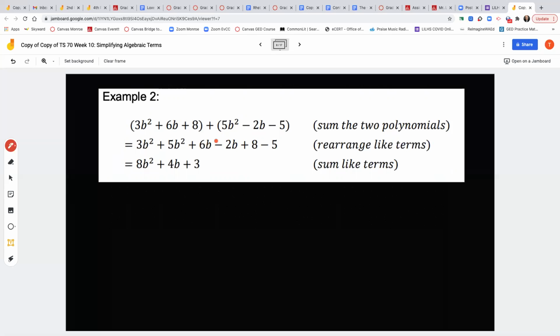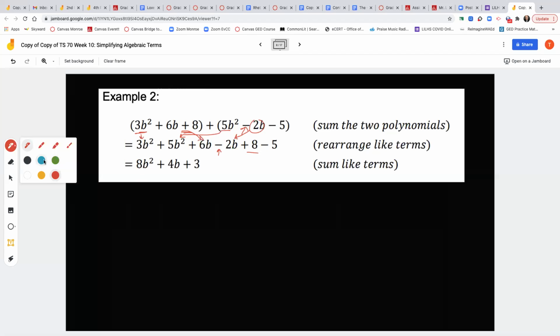And if we moved all of the like terms together by rearranging it, it would be 3b squared. Here's this one right there, and then here's the 5b squared. So we move this over here. 6b goes here. And this one over here has a b, so minus 2b. The reason we put a minus there is because this is a minus here. And then we combine our constants, plus 8, because there's a plus 8 here, plus 8 minus 5.